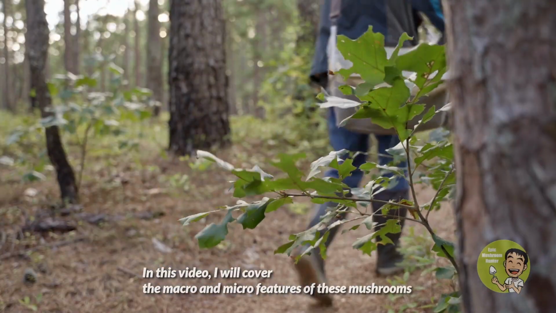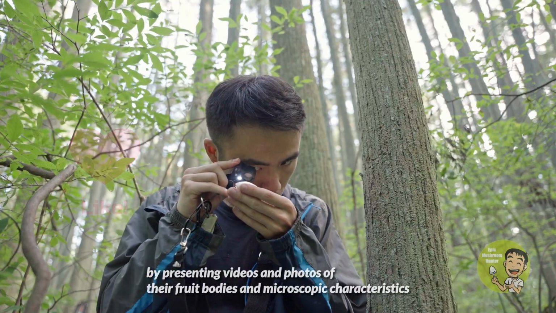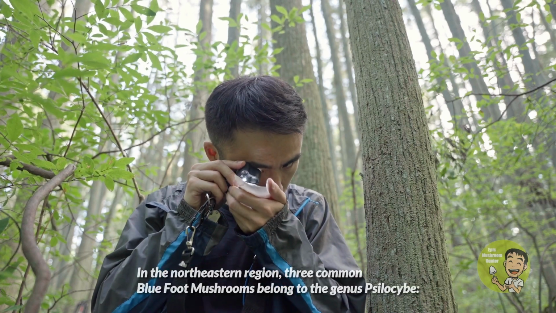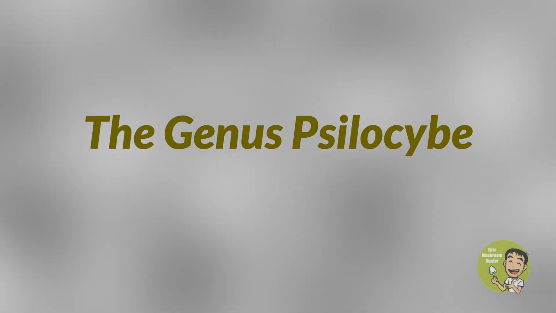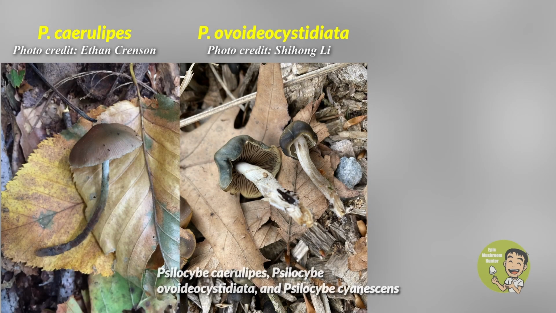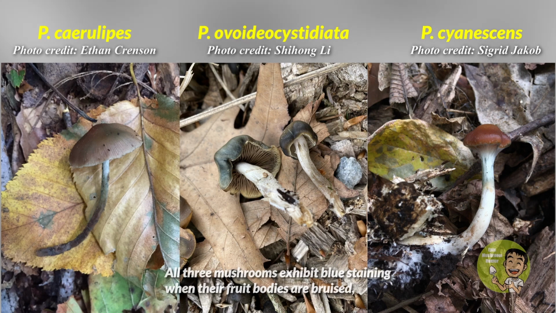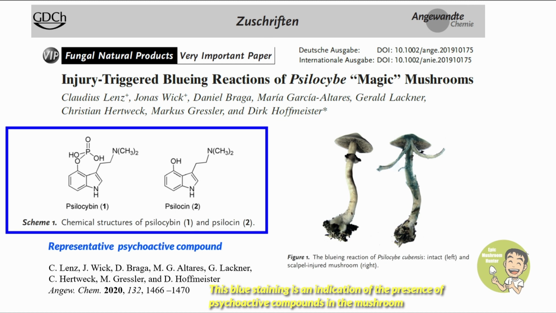In this video, I will cover the macro and micro features of these mushrooms by presenting videos and photos of their fruit bodies and microscopic characteristics. In the northeastern region, 3 common blue foot mushrooms belong to the genus Psilocybe: Psilocybe caerulipes, Psilocybe ovoideocystidiata, and Psilocybe cyanescens. All 3 mushrooms exhibit blue staining when their fruit bodies are bruised, as shown in the pictures. This blue staining is an indication of the presence of psychoactive compounds in the mushroom.